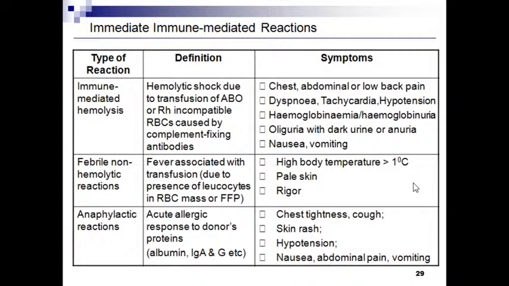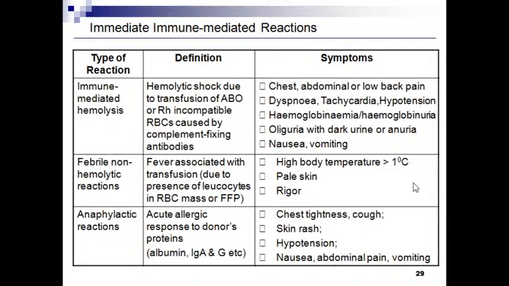Immediate immune-mediated reactions. Three types. Immune-mediated hemolysis. Hemolysis is a demolishing of erythrocytes due to activation of complement system. Due to hemolysis, we can find hemolytic shock due to transfusion of ABO or Rh incompatible erythrocytes caused by complement fixing antibodies.